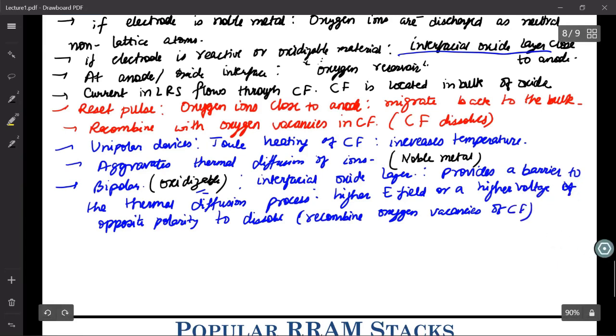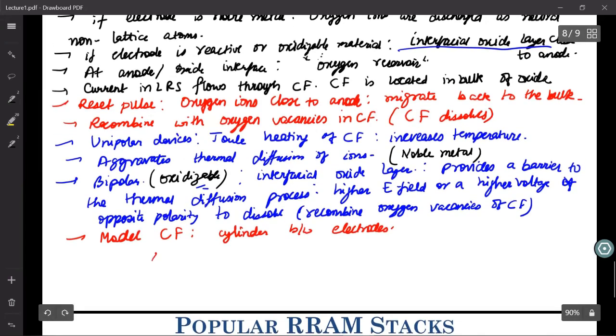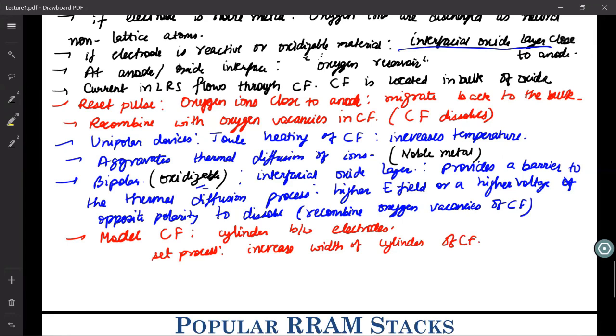And at the same time, how do we model this conduction filament? It is modeled as a cylinder between the electrodes. So during the set process, you apply a larger pulse. What you will do is increase the width of this cylinder of conduction filament. And since the width is increasing, what will happen? Its resistance will reduce.